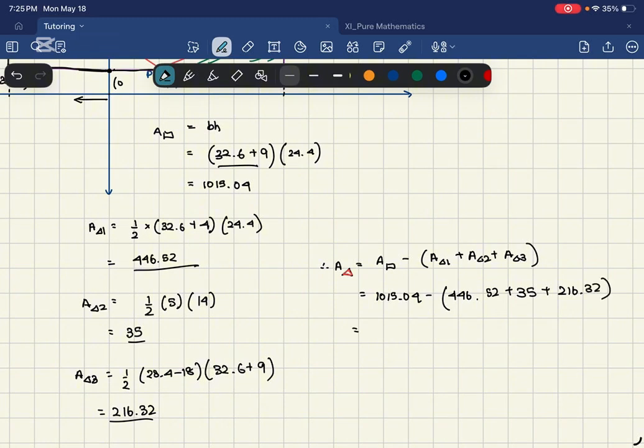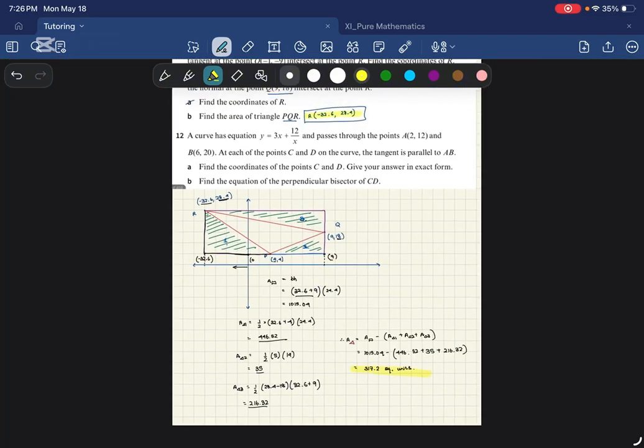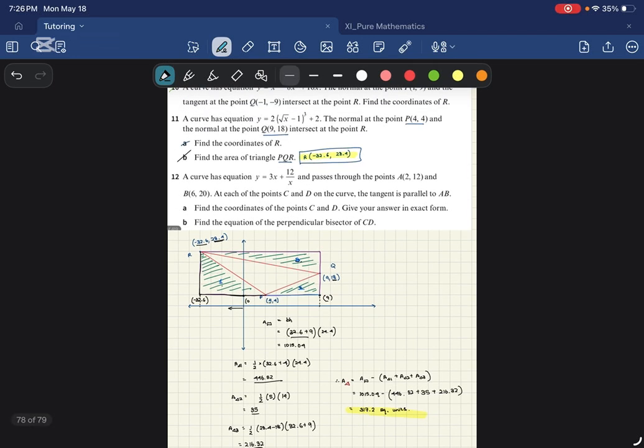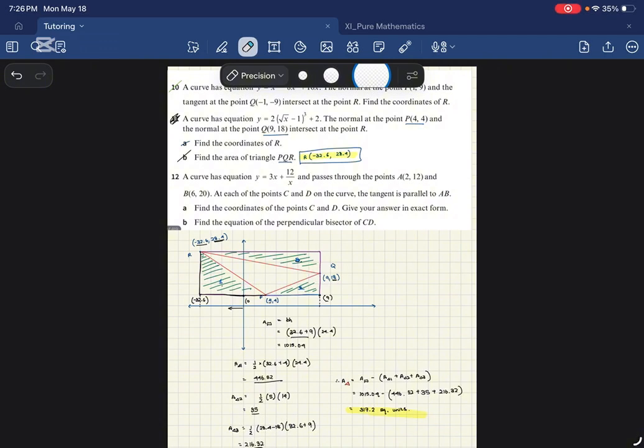So now we can solve this as 446.52 plus 35 plus 216.32. If you solve this using your calculator, you get 317.2 square units. All right, so that is your final answer. I know, very unusual, but that gives you the correct answer, using just geometry. All right, so we are done with question 11. Voila.